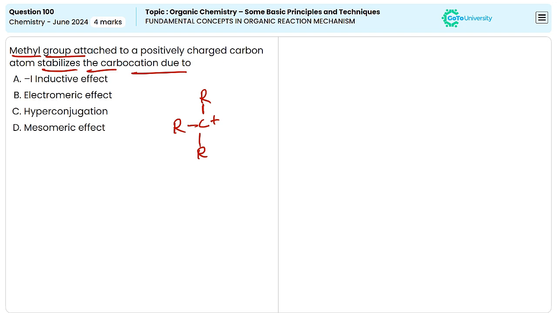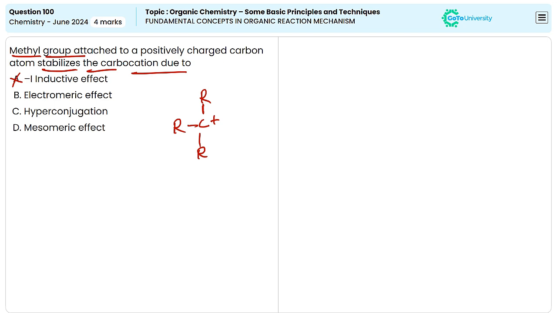When an electron withdrawing group is attached to the carbocation, it will take the electron density, so it will not stabilize the carbocation. Actually, the carbocation needs a group which is electron donating. The methyl group is a plus I group, or electron donating group. So a minus I group will not stabilize the carbocation. Only a plus I group can stabilize the carbocation. So this option is the wrong one.